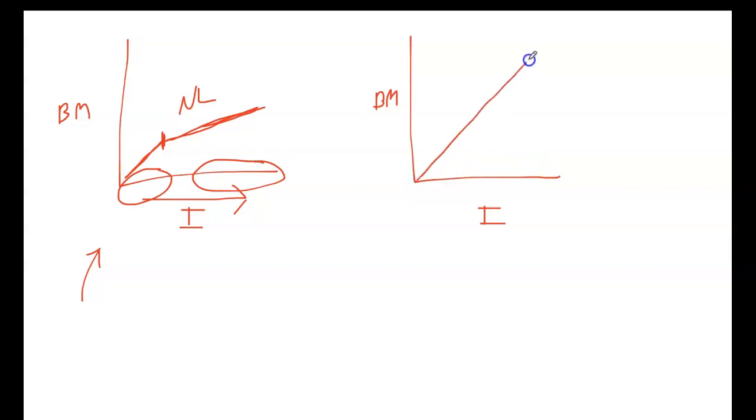A linear input-output function, so as intensity increases, your basilar membrane vibration goes up by the same amount. So this would be linear. This would be essentially a non-linear function. Okay.